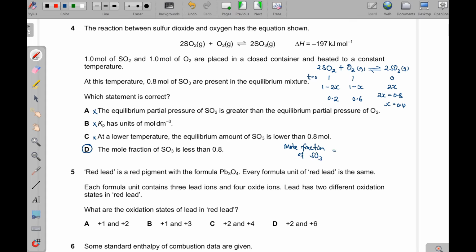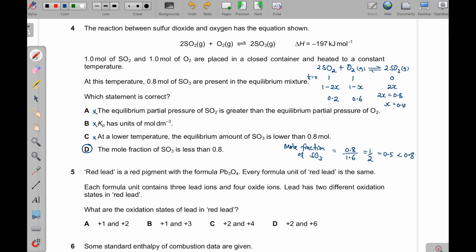Now, this one is going to be 0.8 because these are the moles at equilibrium. Then divide by the total. We saw it is 1.6. This one will be a half, and a half is 0.5. This 0.5 is less than the 0.8. So it is correct. That means our answer is D.